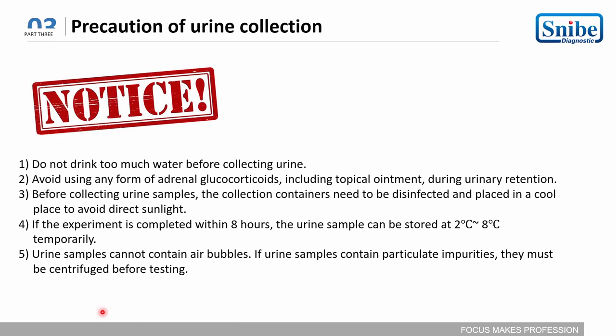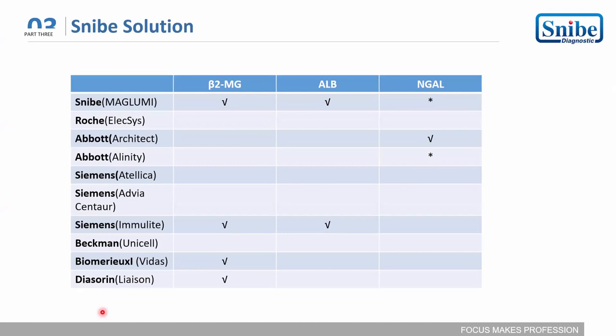If the experiment is completed within 8 hours, the urine sample can be stored at 2 to 8 degrees centigrade temporarily, and the urine sample cannot contain air bubbles. If the urine sample contains particulates or impurities, it must be centrifuged before testing.